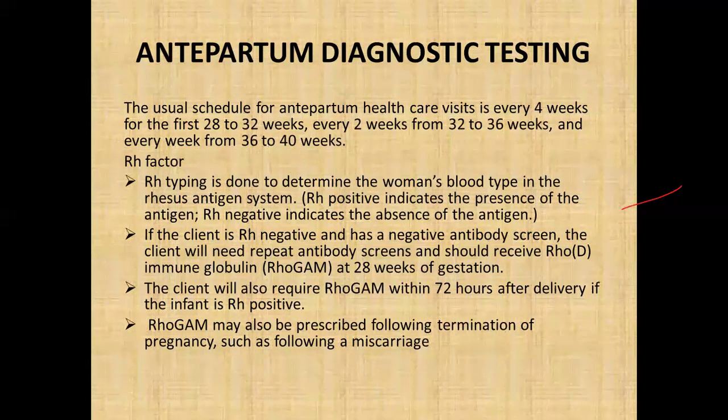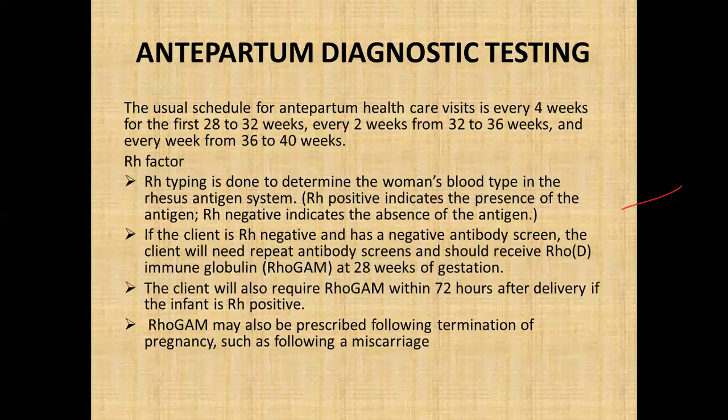Now, we know that two people had to do their own things, and then you got pregnant. And so the mother will have a certain blood type, and the father will have a certain blood type. Ideally, you need to know the status of the father, so that when you do the test on the mother and it comes out negative, the father's blood type will tell the healthcare provider what to do.